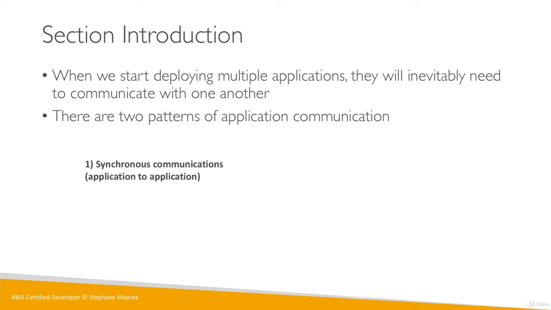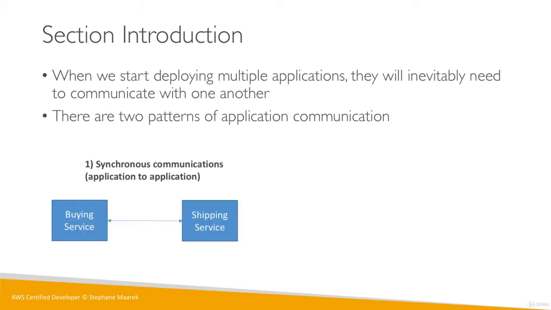There's going to be synchronous communication. So your application will be directly connecting to another application of yours. For example, we sell something online and we have a buying service. When something is bought, we need to talk to the shipping service to send that item that was just bought. As you can see here, my buying service and my shipping service are directly connected to one another. So there is some synchronous communication happening. My buying service says, hey, something happened, shipping service, do it.